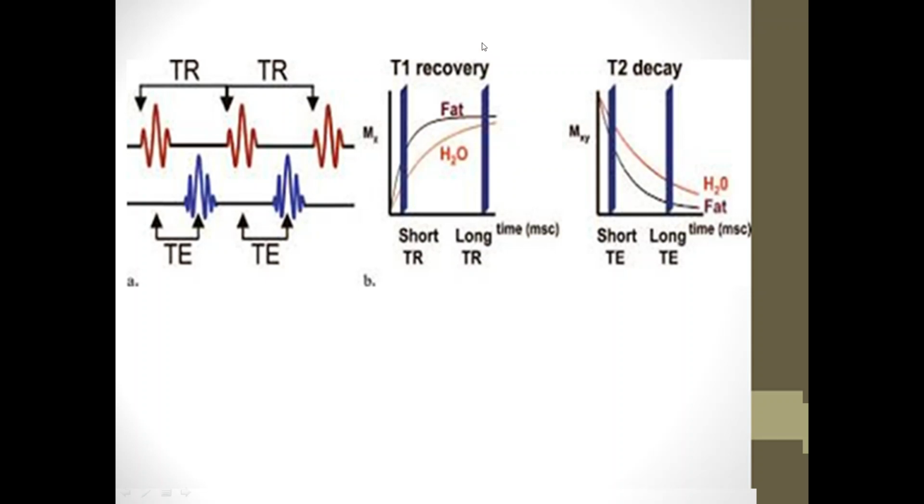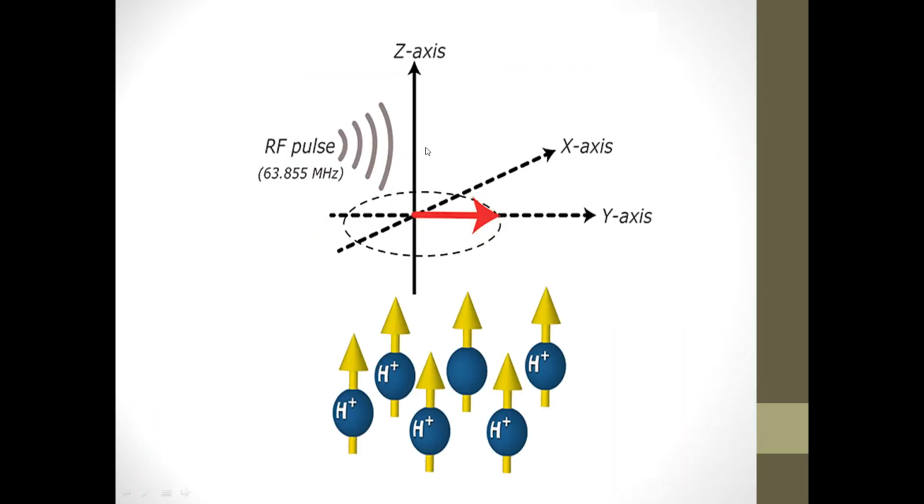The T1 sequence, as I said before, is spin lattice relaxation, and we are recording the signal coming out from longitudinal magnetization, while in the T2 sequence we are recording the signal coming out from transversal magnetization. The decay of the transversal magnetization is due to spin-spin relaxation, but the recovery of MZ, which is longitudinal magnetization, is due to spin lattice relaxation.